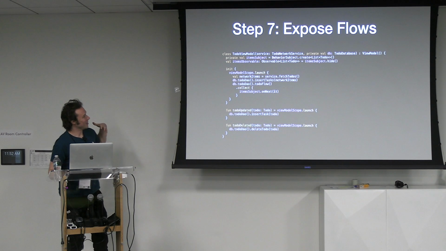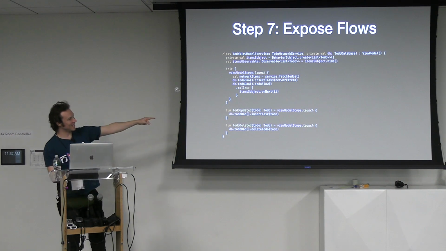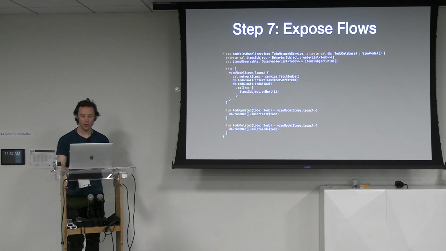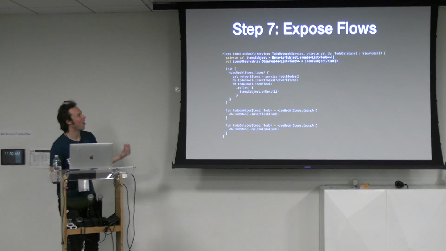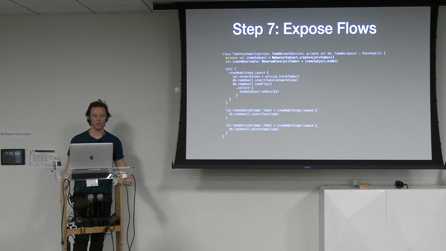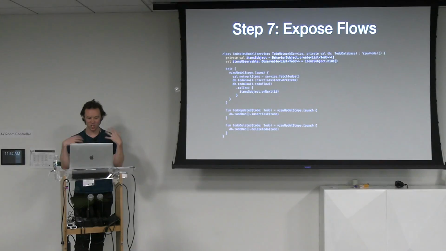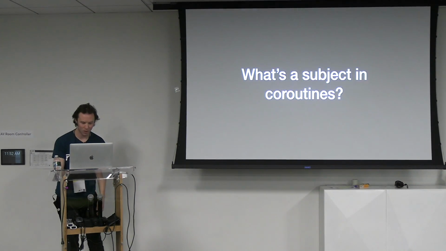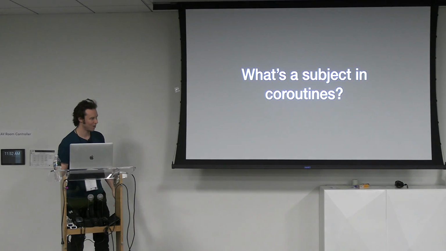Sweet, so we've switched this thing that used to be a to-do observable into a to-do flow, and now we need to get rid of this last bit of Rx that we have in the app, which is the thing that we're exposing to the view. So right now, we have the subject that we're piping stuff through, and then we're exposing an observable for the view to subscribe to. So that led me to the next question, which is, what's a subject in coroutines?